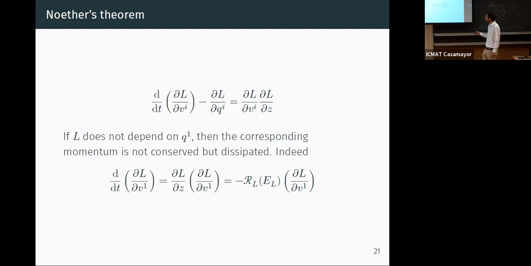So what we get is that the time derivative of the first momentum is equal to the derivative of the Lagrangian with respect to the action times the first momentum. Now it's no longer zero. This derivative of the Lagrangian with respect to the action is also minus the Herglotz vector field applied to the energy. So now this momentum is not conserved, but it is dissipated at this rate.